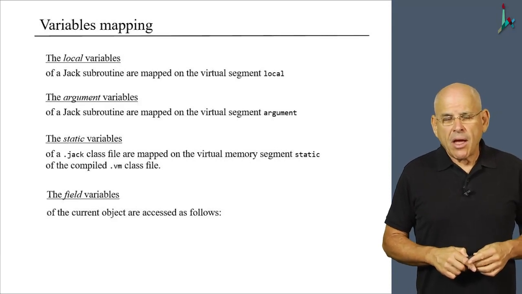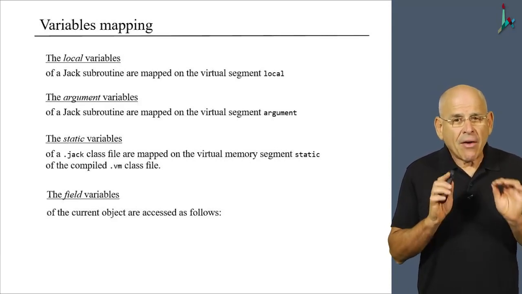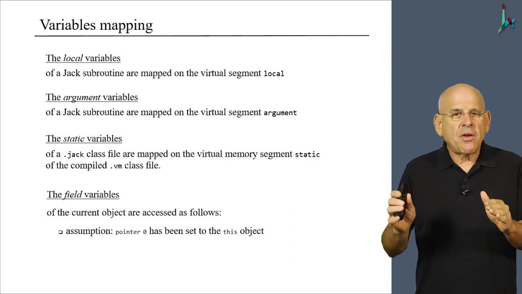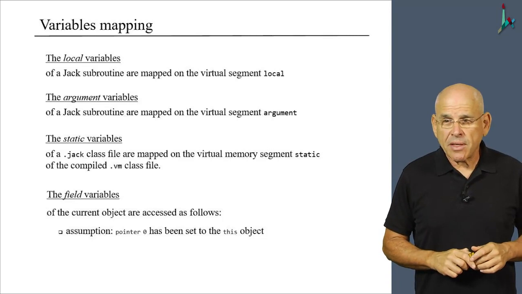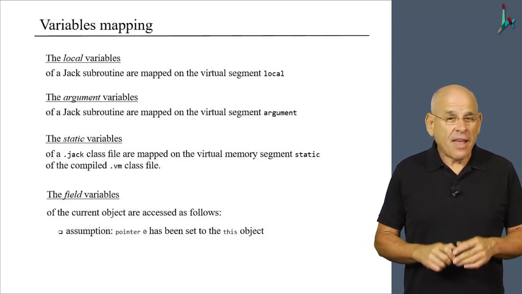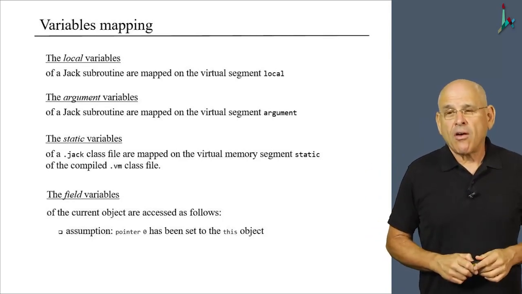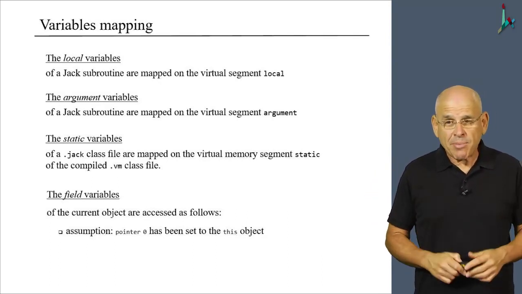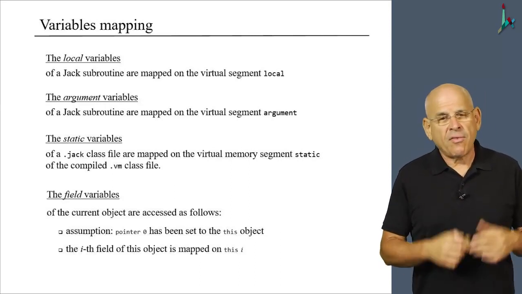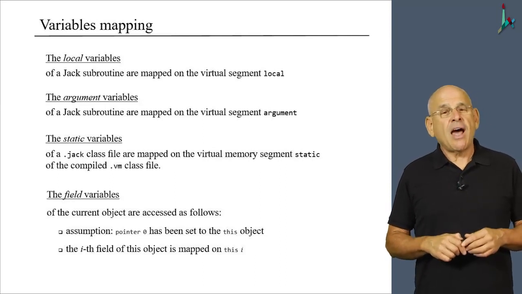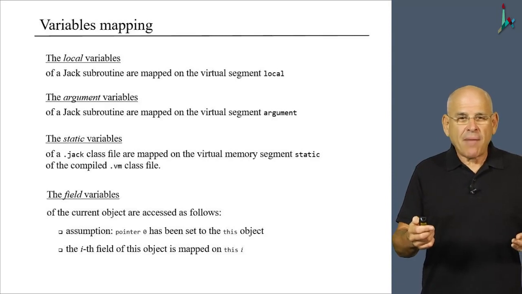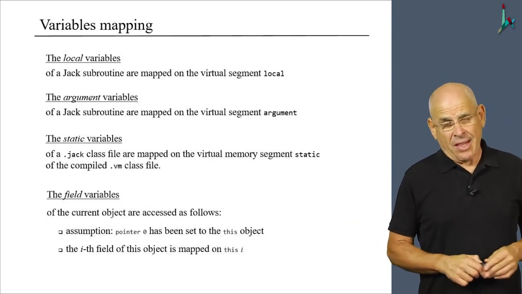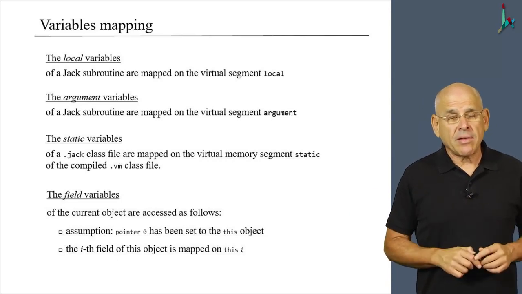What about field variables? Well, the field variables of the current object are handled as follows. First of all, we have to assume that pointer 0 has been set to the this object. Someone has to do it for us. And the agent that does it is the generated code of the current subroutine. So let us assume that it has been done already. Well, if this has been done, then the ith field of this object is mapped on this i at the VM level. So if x happens to be a property or a field, it will go to this 0, and if y happens to be also a property, it will go to this 1, and so on and so forth. So that's how we handle variables.